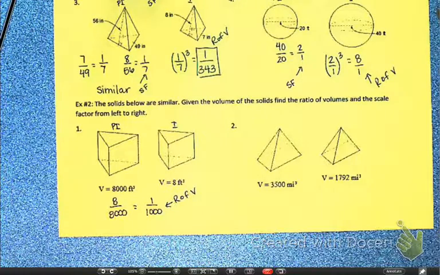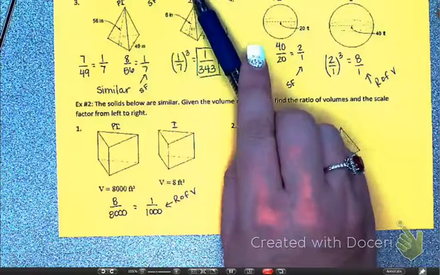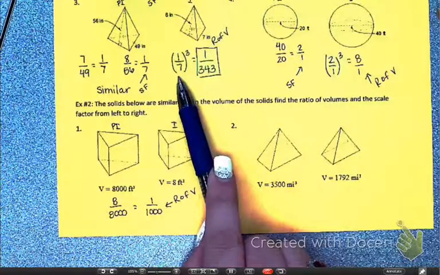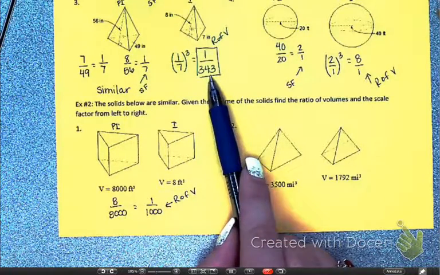Okay. The second part says to find the scale factor. Any guesses on how I can go from ratio of volumes to scale factor? You do the thing with the 3. So you don't divide by 3, but you do the thing with the 3. I think I heard it from a couple people. Cube root it. So what did we do here to go from scale factor to ratio of volumes? We cube it. What's opposite of cubing?